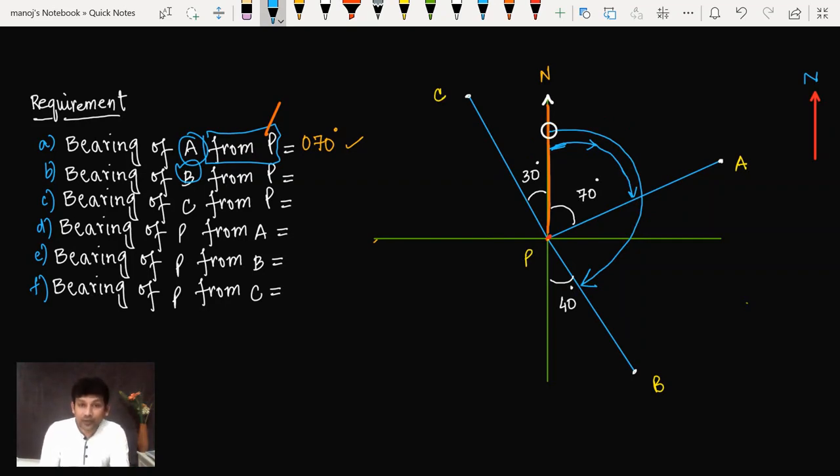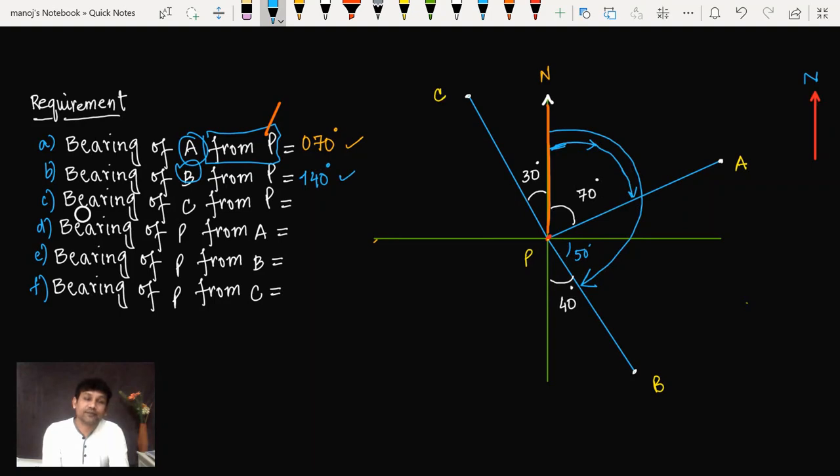So now, what is the angle when I travel from here? This is 90 degrees and this is the angle. So when this is 40, this will be 50. It is up to you. By calculation, this will be 50 plus 90 degrees. So you can write 90 plus 50 is 140, or you can write 180 minus 40.